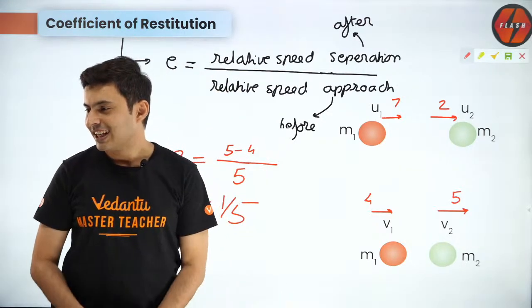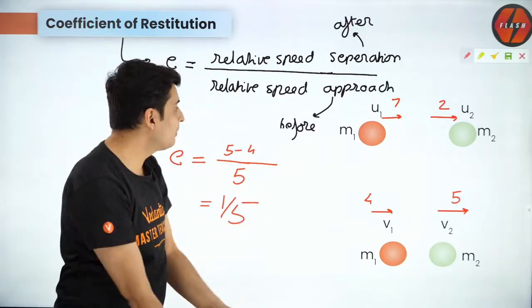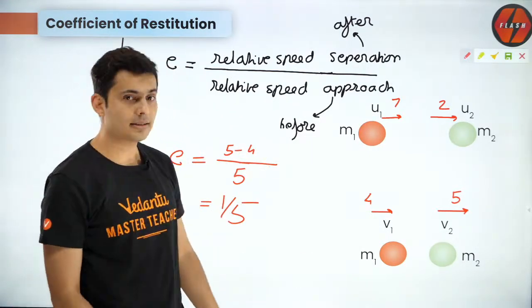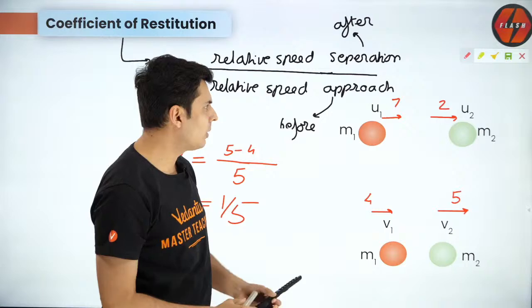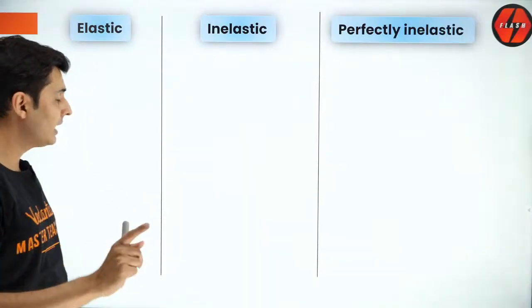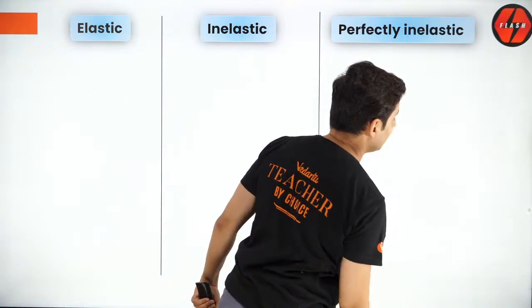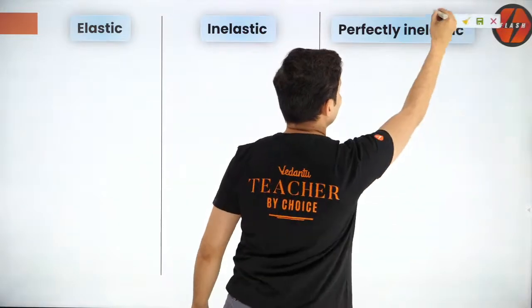Yes. Okay. I hope this is clear. Everyone understood how to do this. Always keep numerator and denominator positive, guys. Is that clear? Everyone, shall we go to some problems? Okay. So let's go to some problems. And before that, let me give you a very clear chart of elastic, inelastic and perfectly inelastic collision.